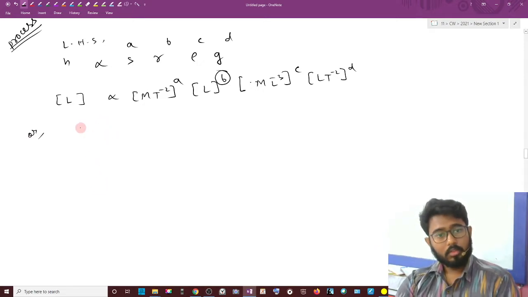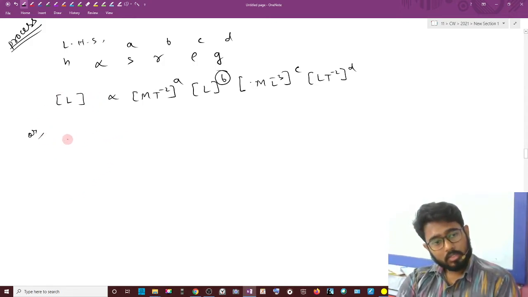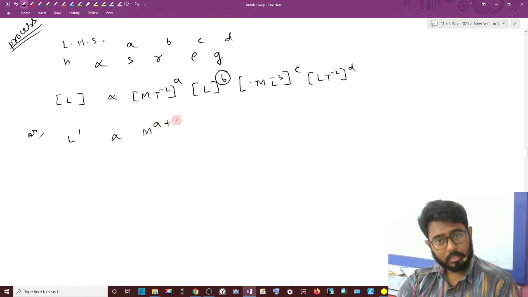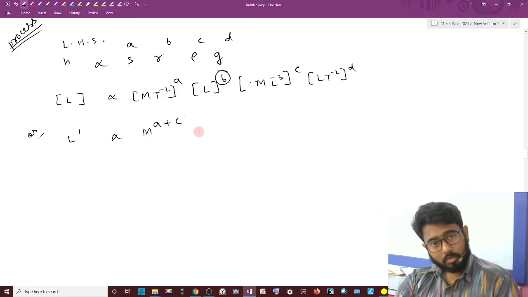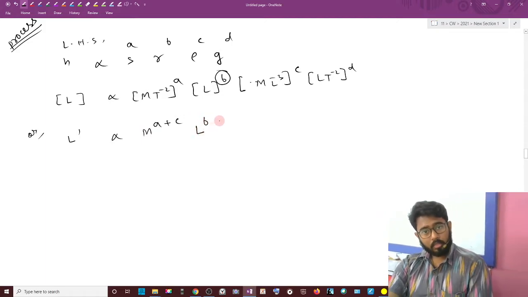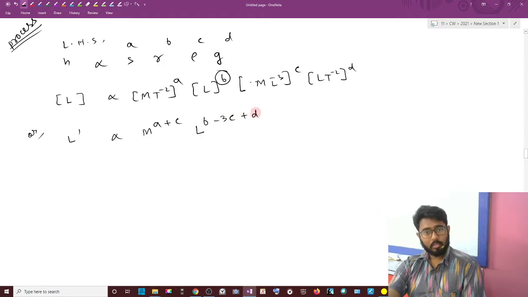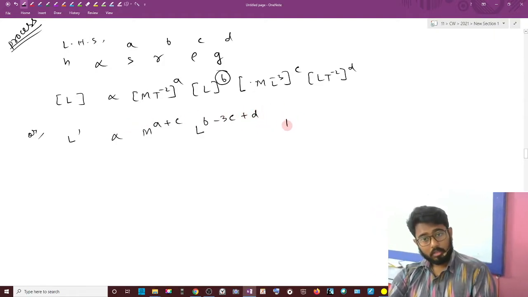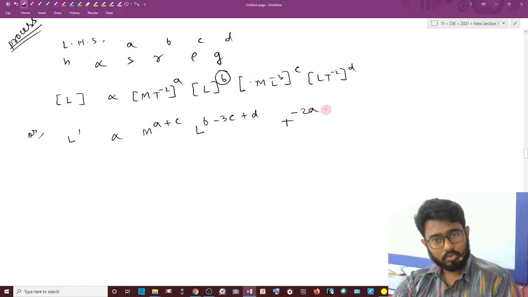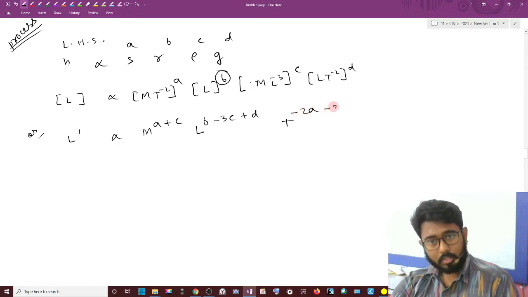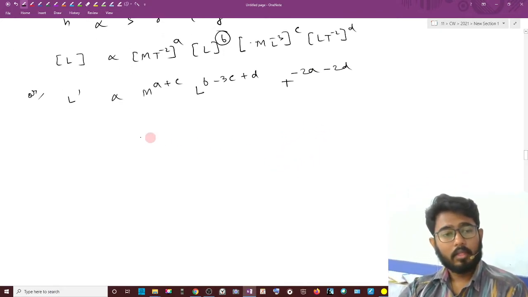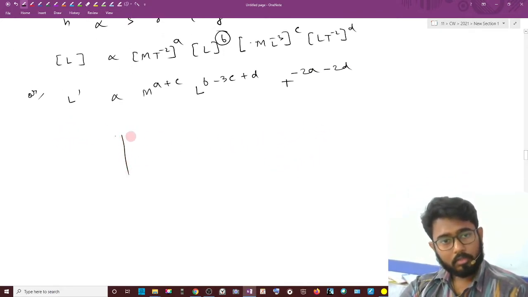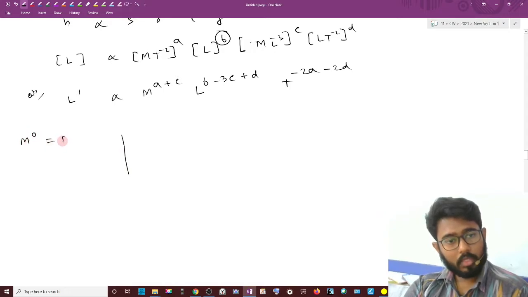See, we can do it in a simple way. So this will be L to the power 1 proportional to m to the power a plus c, L to the power b minus 3c plus d and t to the power minus 2a minus 2d. Okay, now if we compare, m to the power 0 will be m to the power a plus c, so we will get a plus c equals 0.